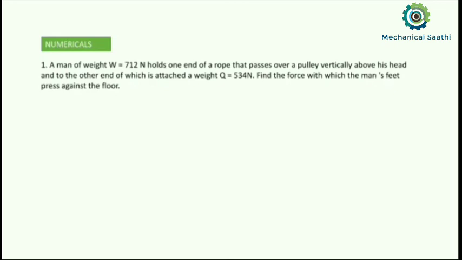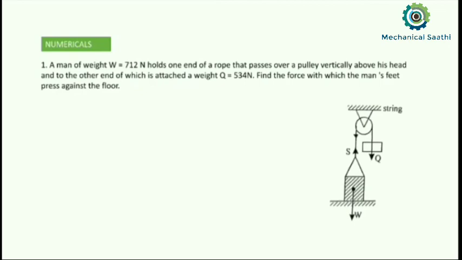So let us try to draw the diagram. We can draw a diagram somewhat like this. This is the man, and he has a weight W, which will always act downward.